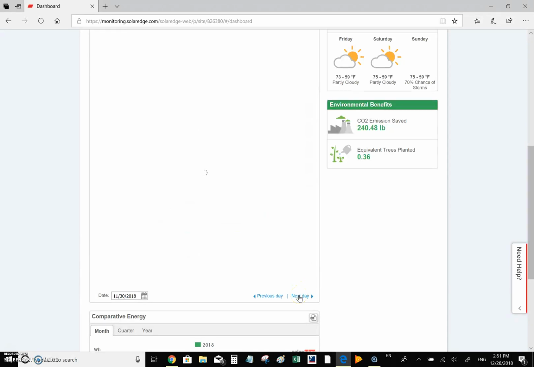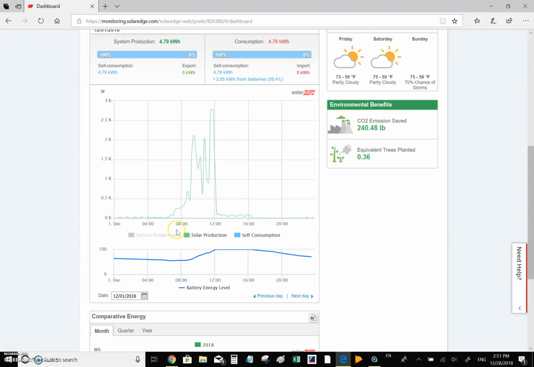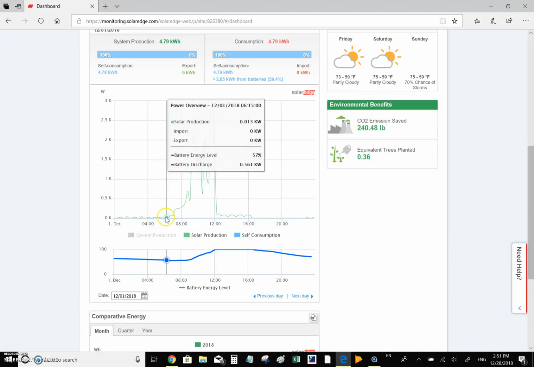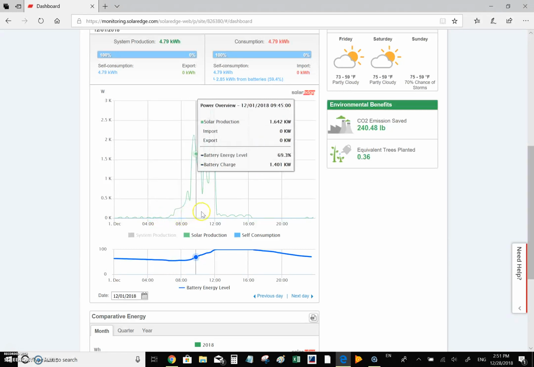If we skip to the next day, we can actually see the battery as it was discharging. And then the cycle returns all over again.